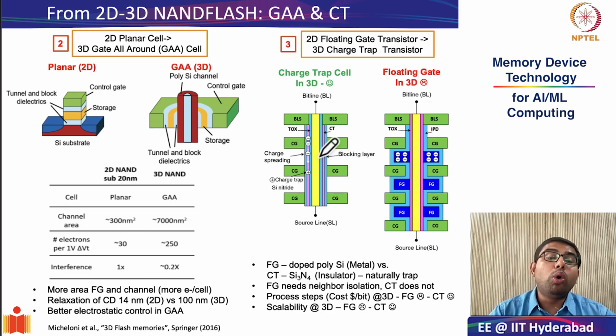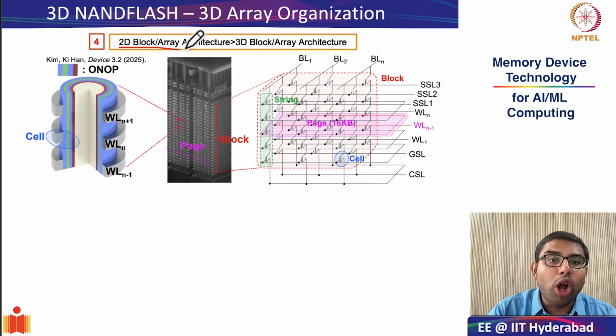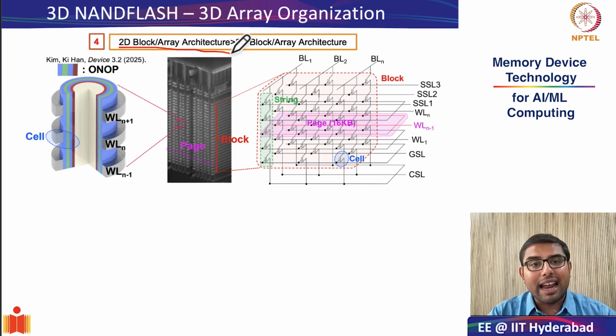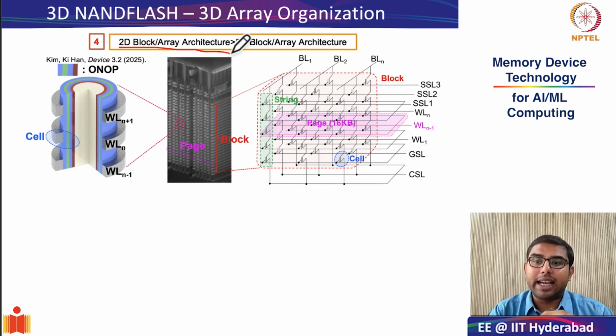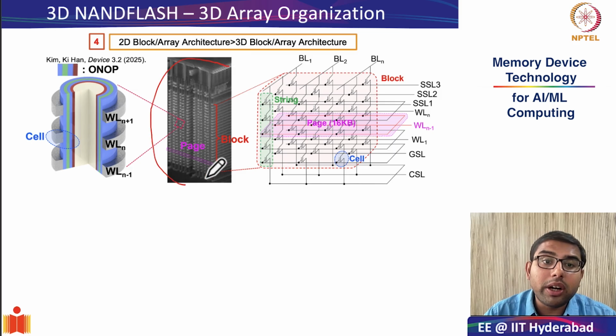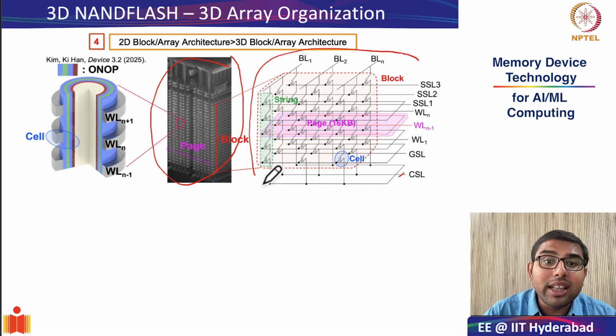Finally, we go to the fourth important aspect, that is transitioning from a 2D block array architecture when we deal with 2D NAND flash to a truly 3D block array architecture. Remember, when we were studying 2D NAND flash, the block was essentially a two-dimensional storage structure. The pages were arranged in rows or word lines, and the columns were your strings or your bit lines. And this completely changes in the 3D NAND flash, as seen in this particular SEM image. The data is truly stored in a three-dimensional array, also indicated in this particular schematic.